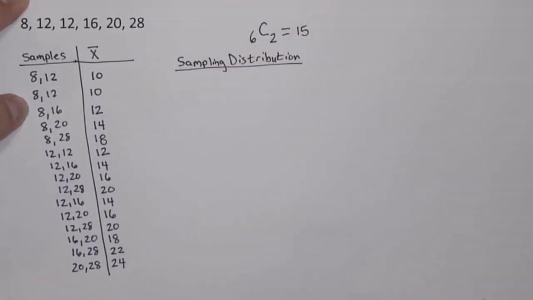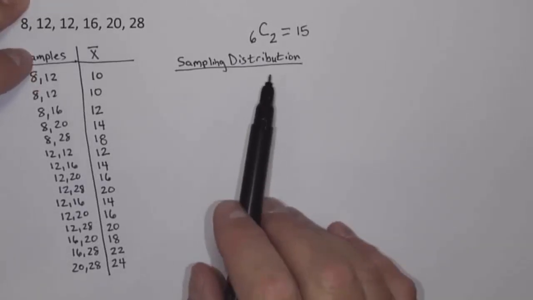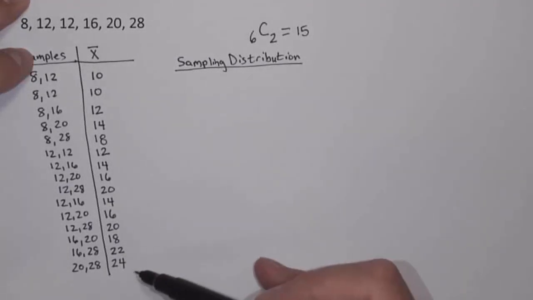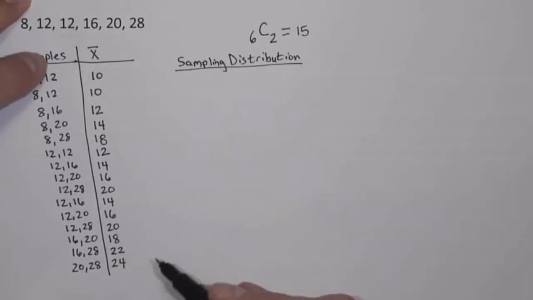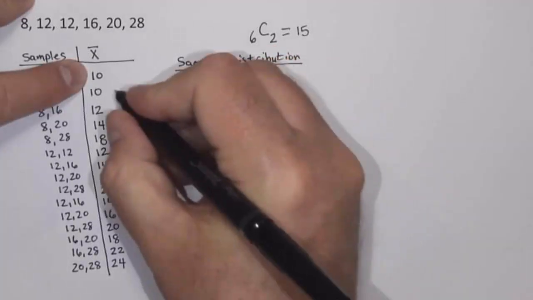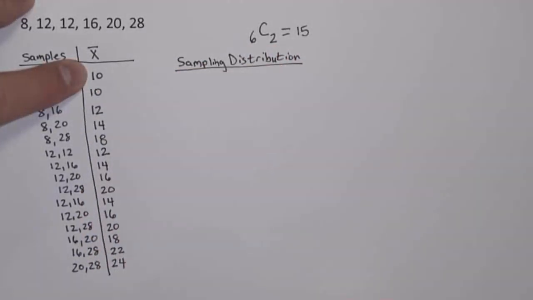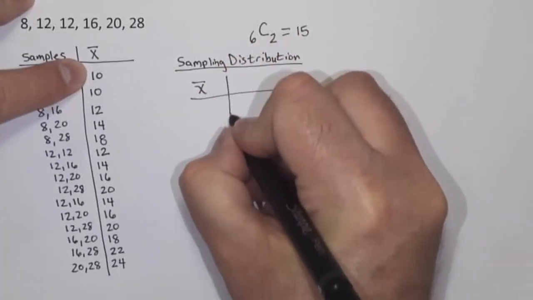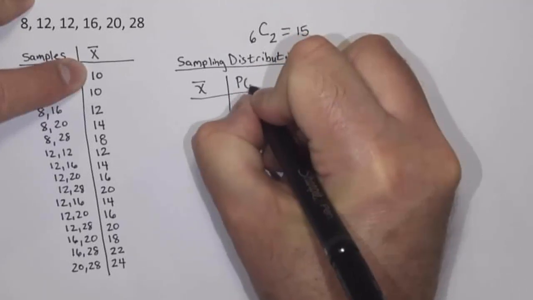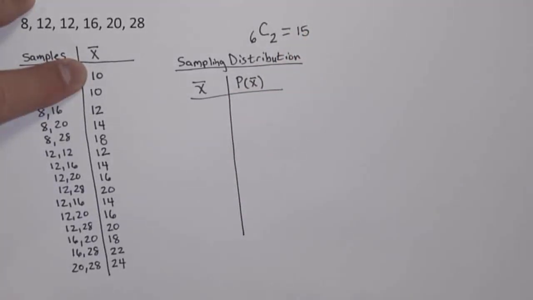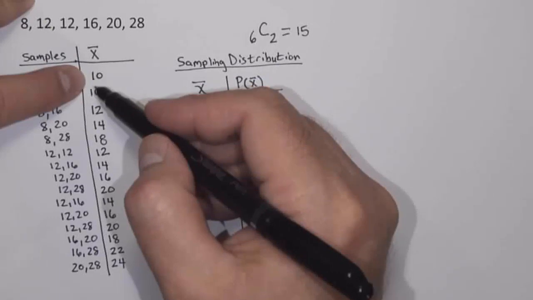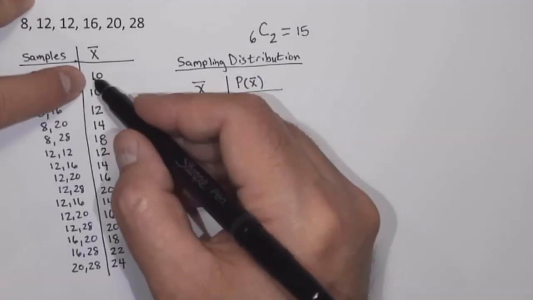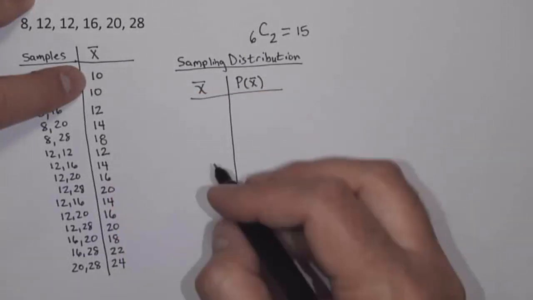So we want to create our sampling distribution. A sampling distribution is a probability distribution of the different values of the statistic. In this case, our statistic is X bar. So I'm just going to rearrange this into a probability distribution. I'm going to make X bar, and I'm going to find the probability of each of the possible X bars. The first thing I'm going to do is list the unique X bars that we obtained.